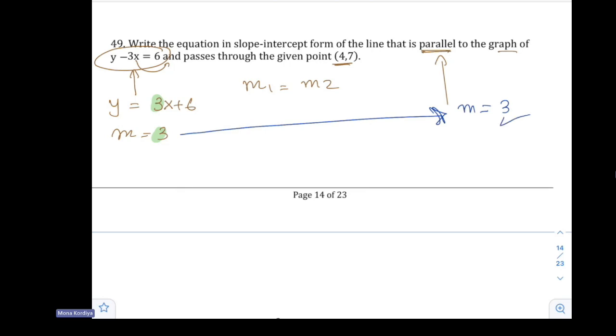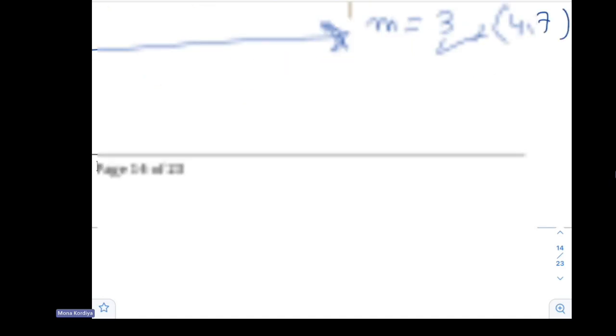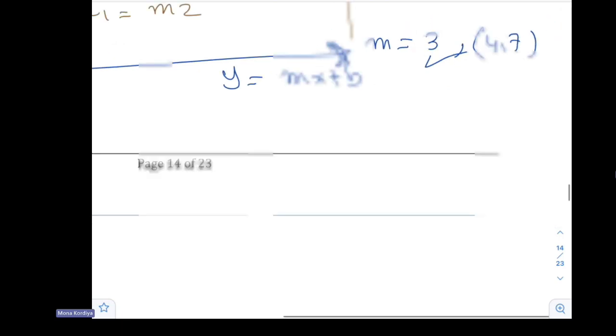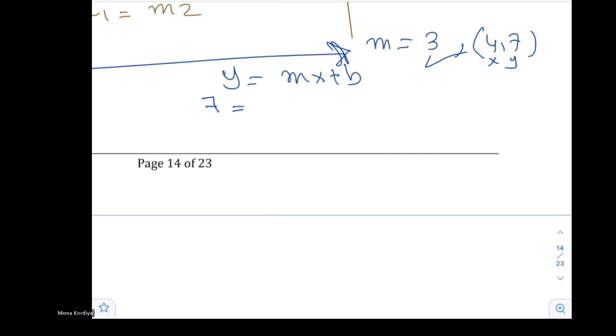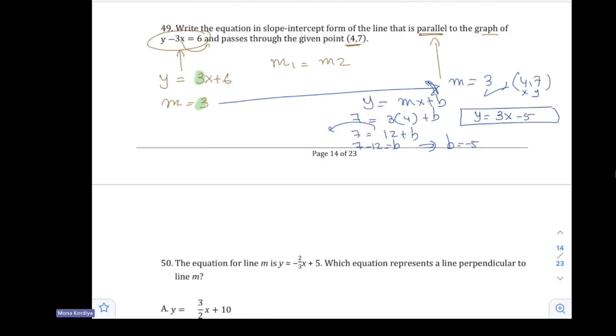Now we have the slope, and we have the point. So directly we can use y equals mx plus b using the point and the slope given. In our case, this is the x and this is the y, just to find the b. Y is 7, x is 4, so 7 is 12 plus b. 7 minus 12 is b. So b is negative 5. And that means the equation is y equals the new slope, which is the same as the old slope, 3x, minus 5, the new b. So remember, parallel lines will have equal slope.